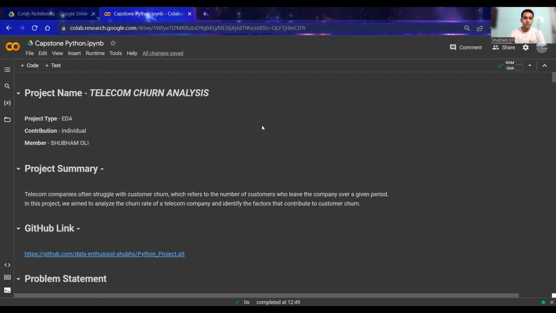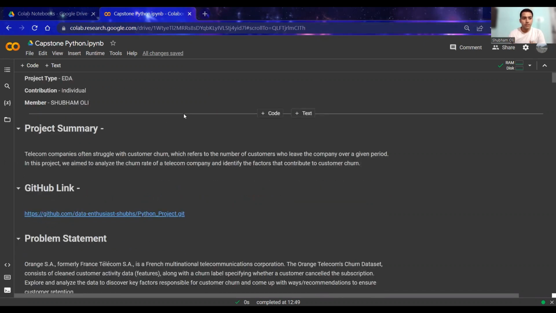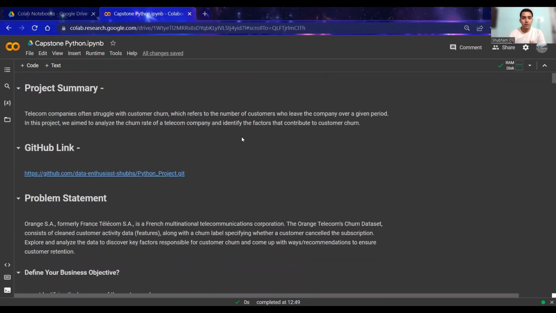This is my individual project. This is the project summary. Telecom companies often struggle with customer churn, which refers to the number of customers who leave the company over a given period. In this project, we aim to analyze the churn rate of a telecom company and identify the factors that contribute to customer churn.